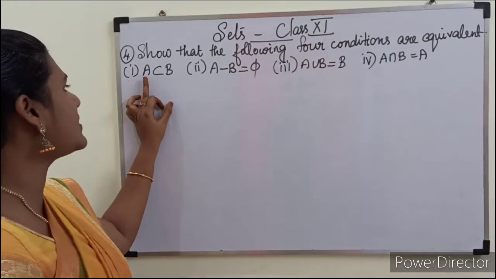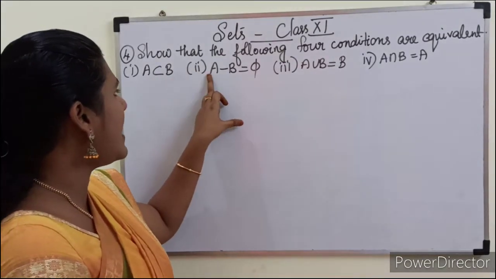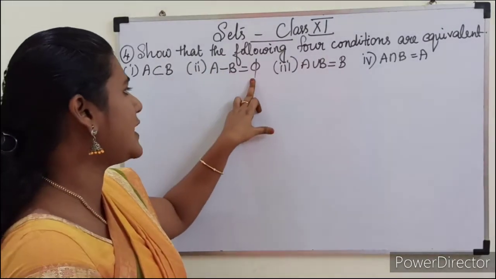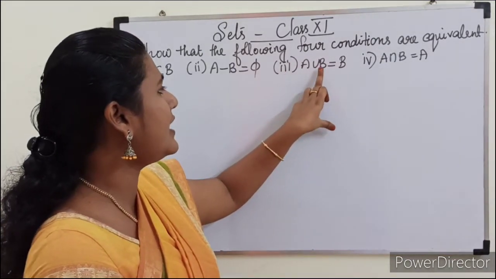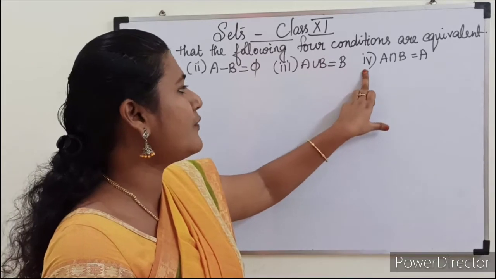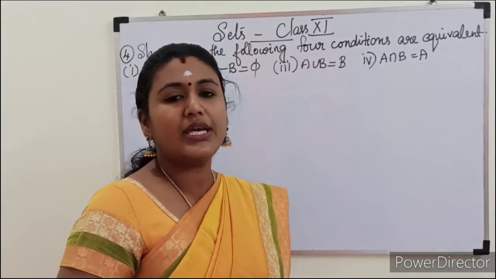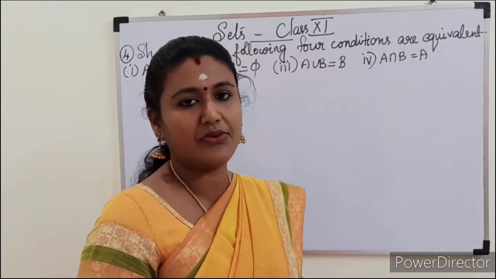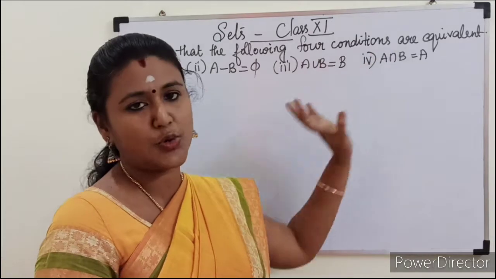The first condition, A is a subset of B. And the second condition, A minus B, the difference, is equal to null set. And the third condition is A union B is equal to B. And the fourth condition, A intersection B equal to A. So here we have 4 conditions given. We have to prove that these 4 conditions are equivalent.